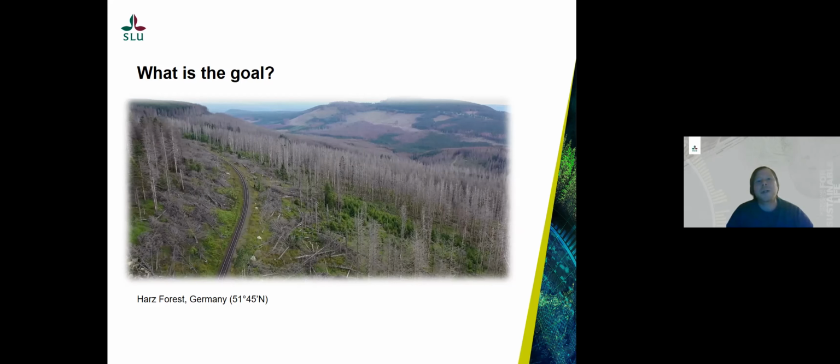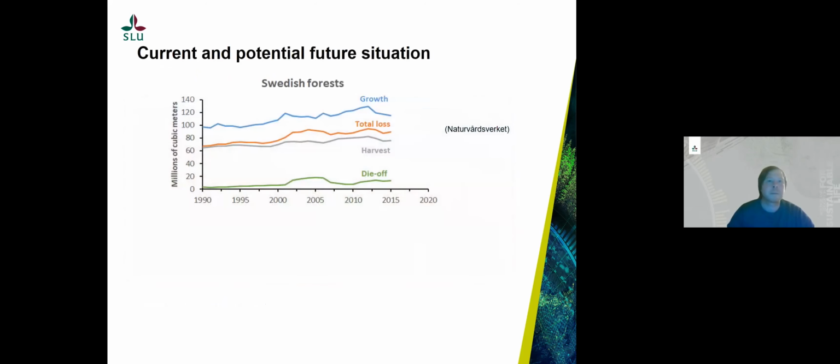So what can be done in terms of forest management, and hence even previously in terms of forest management modeling, to prevent such a catastrophe and to keep forest productivity up? This figure shows how now and in the past in Swedish forests, growth is larger than total loss, where total loss is the sum of harvest and natural die-off. And this difference between the blue and the orange line, the difference between growth and total loss, can be seen as a carbon sink.